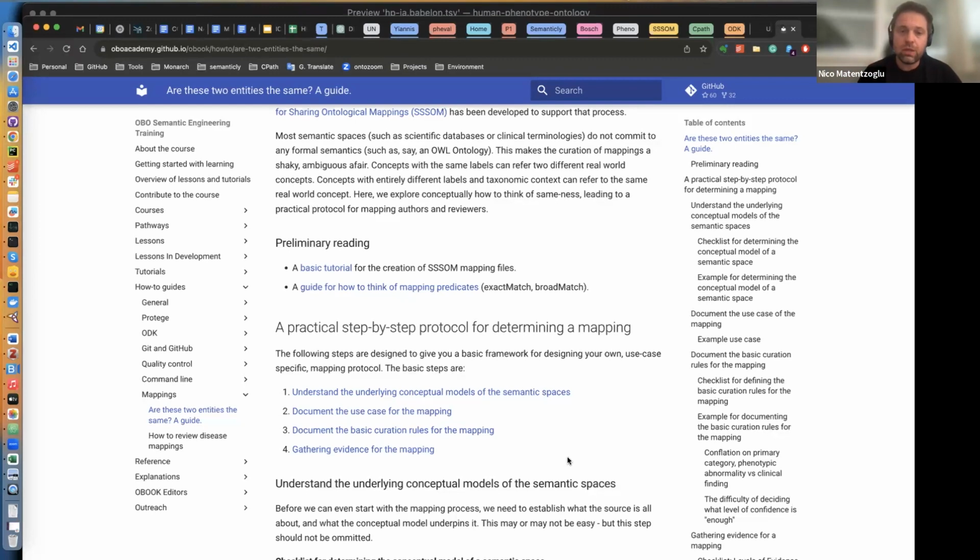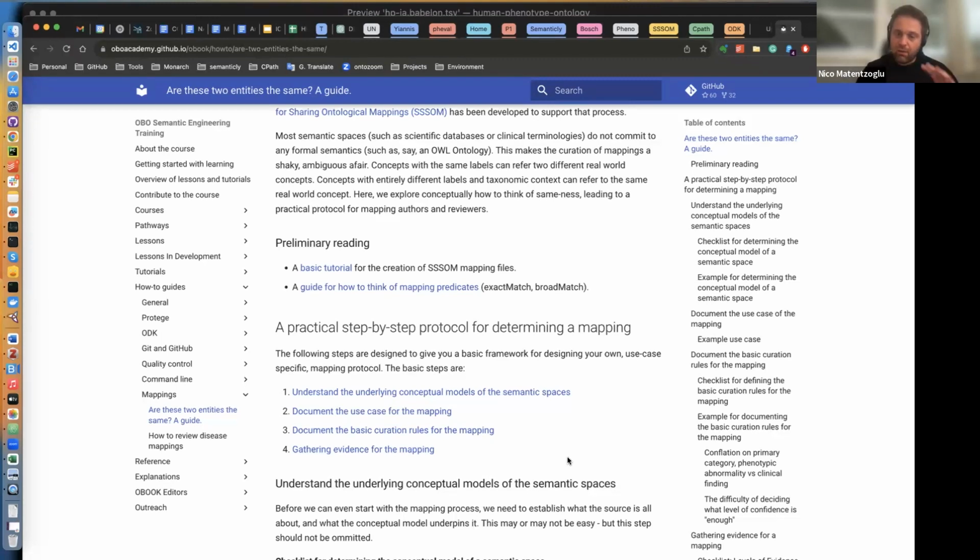First, we try to understand the conceptual models that are underlying these two semantic spaces, which is basically about figuring out, okay, what exactly was the intention? How is this terminology, this ontology, this database supposed to relate to the real world concepts? Then we document the use case for the mapping, which is quite important for certain decisions, especially in the steps that follow.